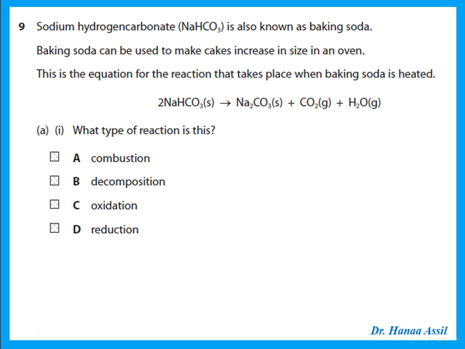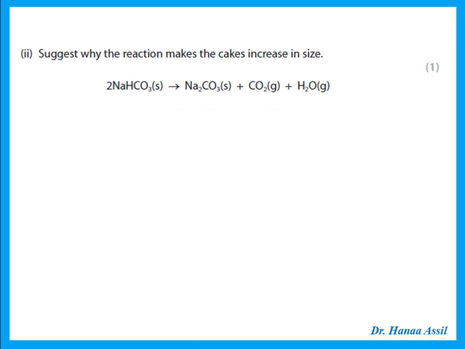Okay? Sodium hydrogen carbonate is also known as baking soda. Baking soda can be used to make cakes increase in size in an oven. This is the equation for the reaction. What type of reaction is this? Well, let's see what is happening here. I'm starting with sodium hydrogen carbonate and I'm heating it, so it is breaking up into several compounds. When something breaks up to give several products, this reaction is called decomposition. Specifically, if we're doing it by heat, it would be called thermal decomposition.